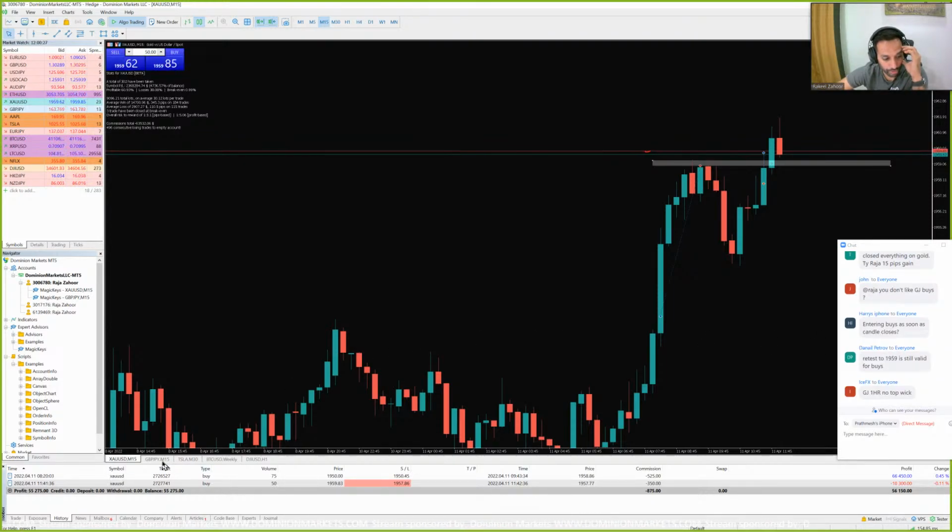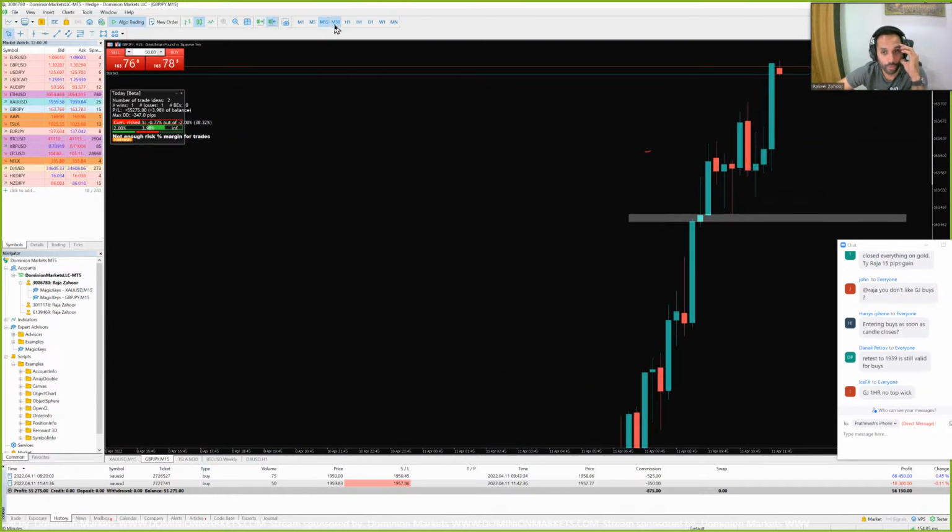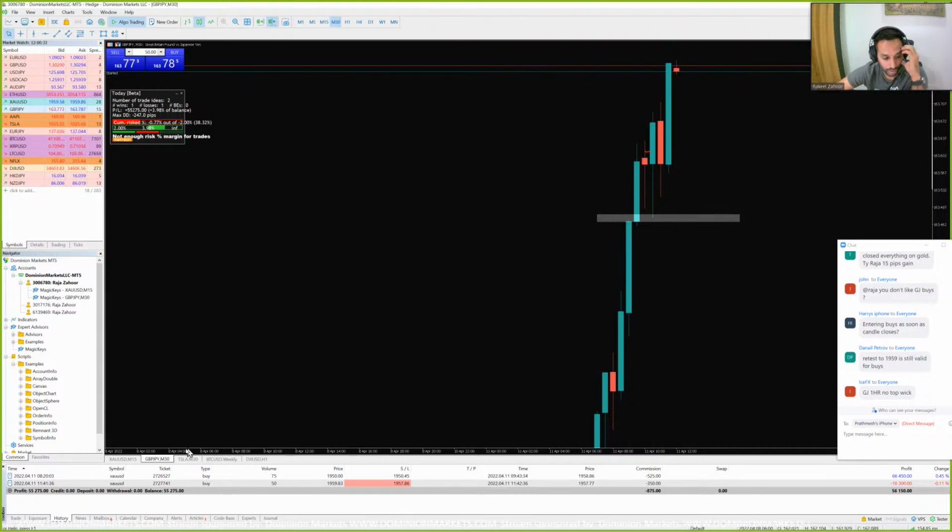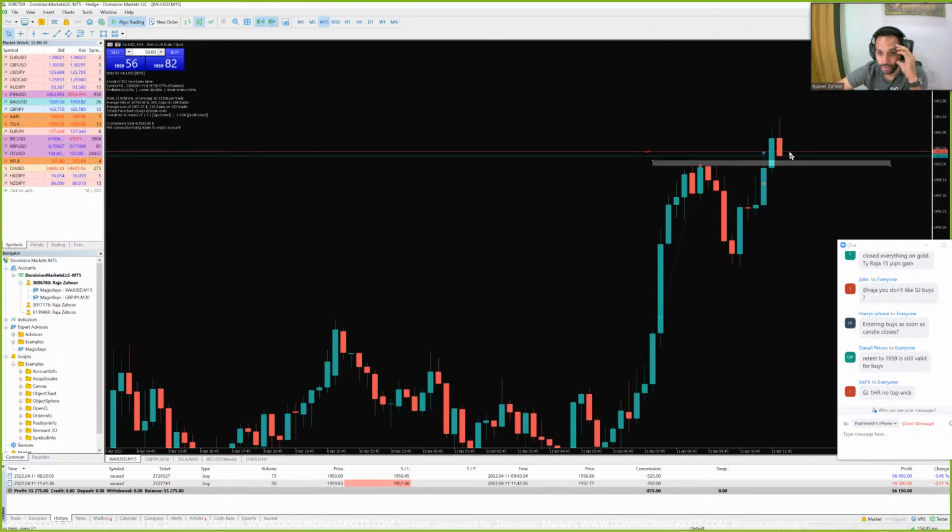Let's see what Pound Yen is doing here. Pound Yen closed with no wick on the top, so no trade over there, I guess. Gold is rejecting that area. But if you do close below 1959, this move up becomes a fake out, and then we can continue pushing down.